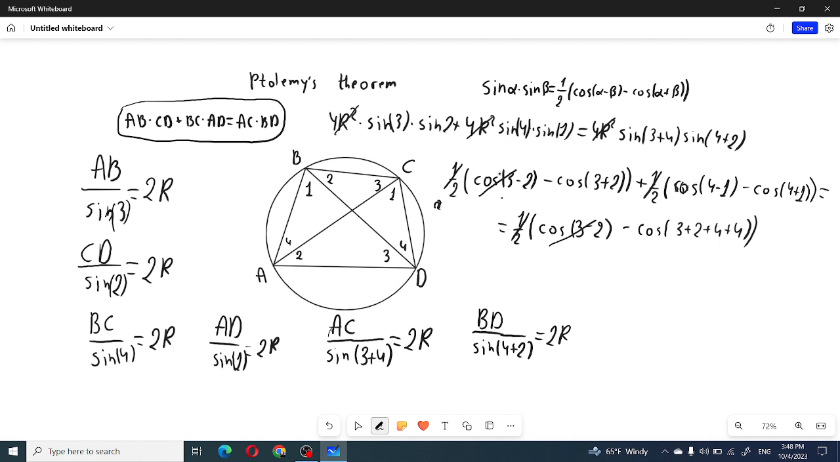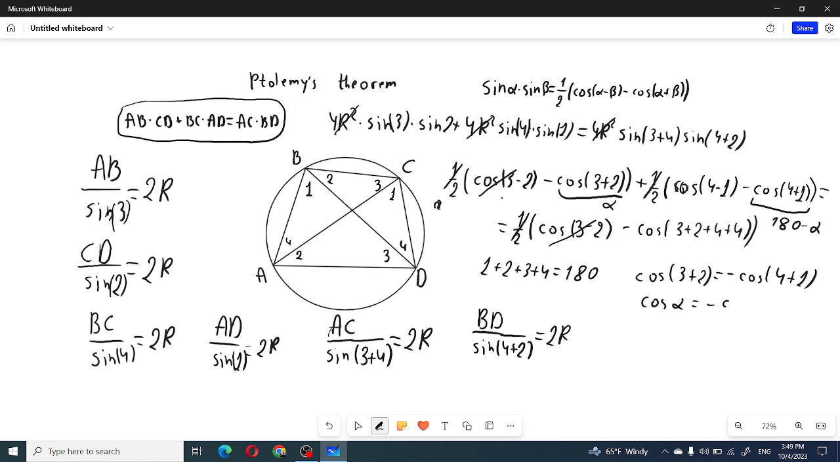Also, we can notice that 1 plus 2 plus 3 plus 4 equals 180. And now look at these values, cosine 3 plus 2 and cosine 4 plus 1. So this means that if this is alpha, that would be 180 minus alpha. And as we know that cosine of 180 minus alpha is negative cosine of alpha, we can erase these two numbers. So cosine of 3 plus 2 must be negative cosine of 4 plus 1, because of using cosine of alpha equals negative cosine of 180 minus alpha.